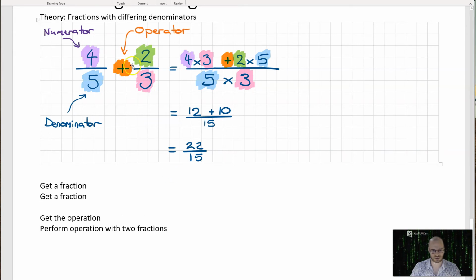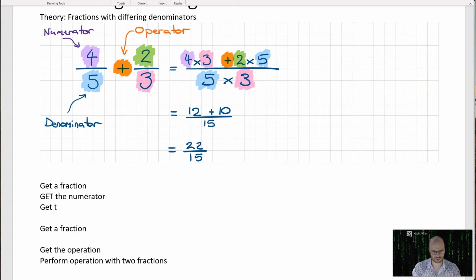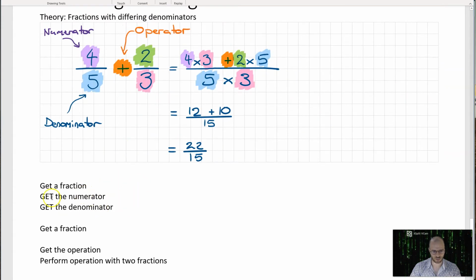So we do this twice. We have a fraction here and a fraction here. Now think about it. What's the process of getting a fraction? The first part is get the numerator and get the denominator, like so. Now, when we get these two numerators and denominators, so the numbers, we need to store them somewhere.